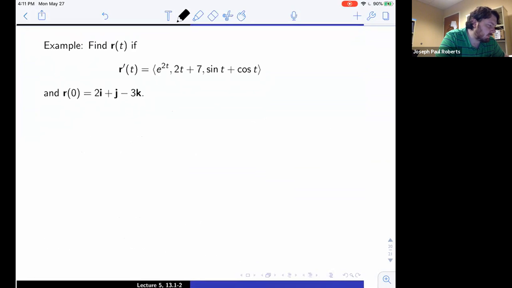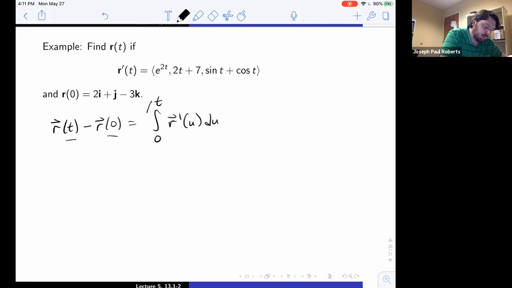So if you take a look in the book, I think they show you how you can take care of this using a vector constant of integration. But for me, I prefer to do everything using definite integrals if I can. So for me, I'm just going to set up a fundamental theorem of calculus. I know that the change in r between 0 and t is the integral from 0 to t of r prime, right? So we have our good old regular fundamental theorem of calculus, which is f of b minus f of a is the integral from a to b of f prime.